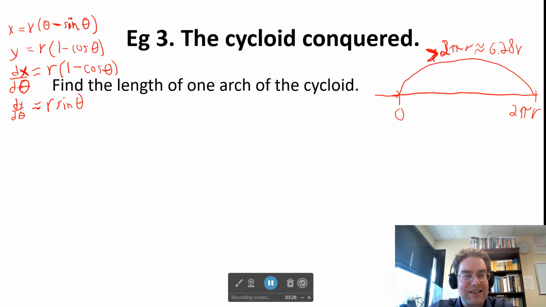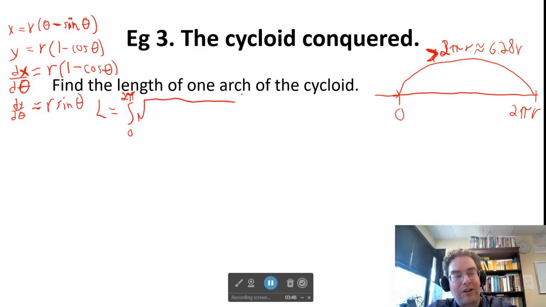Okay, so let's look at our arc length formula now. So length, it's going to be the integral from 0 to 2 pi, because that's the range of theta for one hump of the cycloid. And then we've got the square root of the sum of our derivatives squared. Now, when we square dx over d theta, we'll get r squared, of course, and then 1 minus cosine theta, that thing squared.